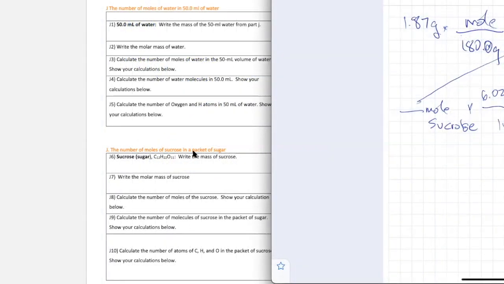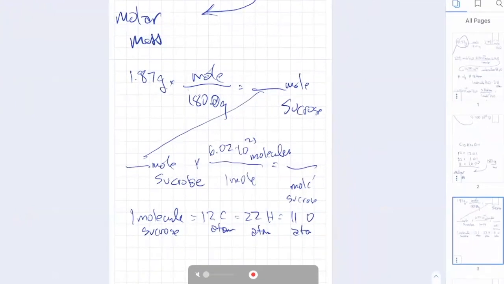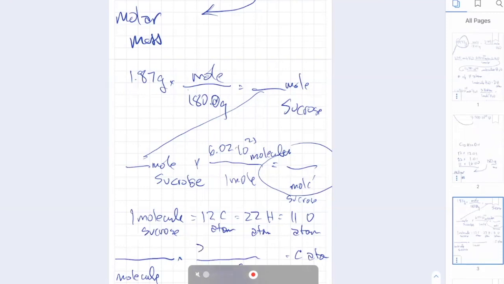Now, this next part right here, it's a little bit tricky, but it's pretty straightforward. For every 1 molecule of sucrose, that is your conversion factor. So if you know the molecules of sucrose, and you want to know the number of carbon atoms, then you do this. For every 1 molecule sucrose, you have 22 carbon atoms. And when you do that math, you will calculate the number of carbon atoms right there.